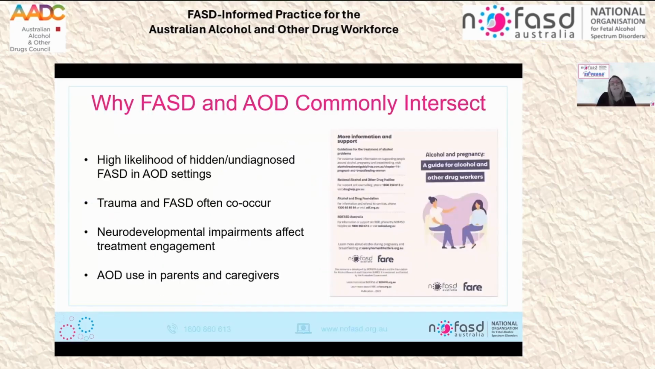So why do FASD and AOD commonly intersect? The rates of substance use and the need for treatment are often higher among people living with FASD due to a range of factors, including brain-based differences, experiences of trauma, and gaps in support systems, which result in missed opportunities for diagnosis or early intervention. Individuals with FASD are at higher risk of experiencing trauma due to life experiences, intergenerational factors, and brain-based challenges.